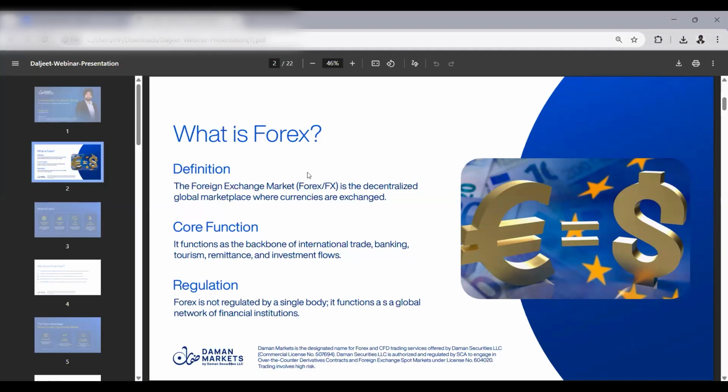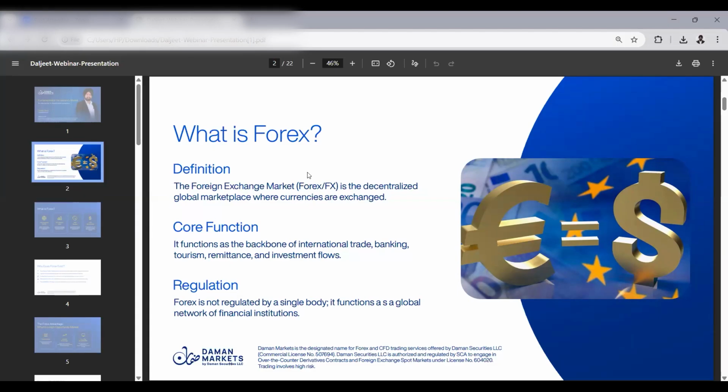The foreign exchange market is a decentralized global market where currencies are exchanged. So what is forex trading? When there is a physical exchange, it is called foreign exchange or currency exchange. When we do it in a digital format, where we don't physically exchange the currencies but just exchange them on a digital platform, that is called forex trading.